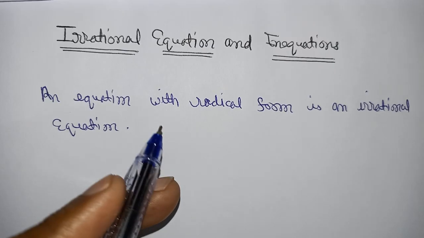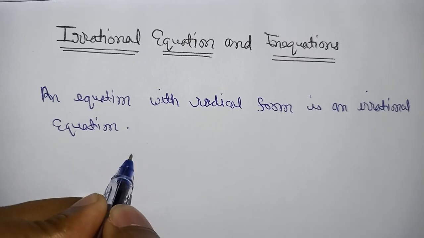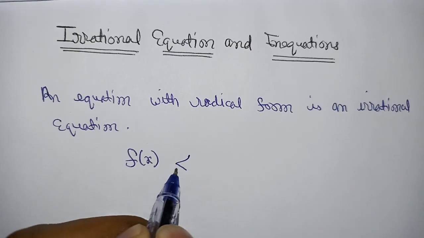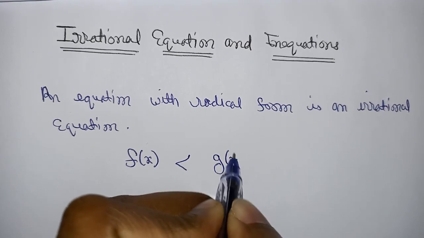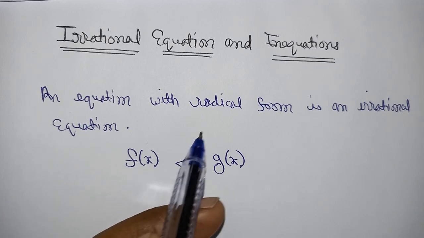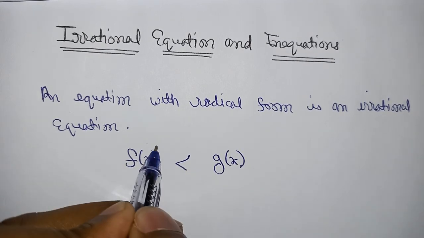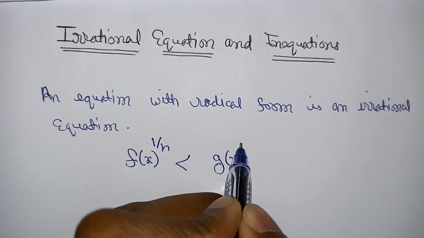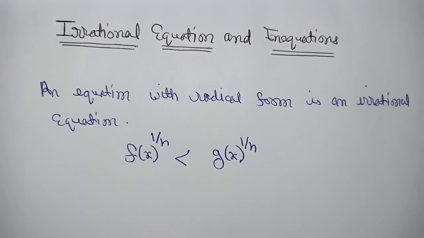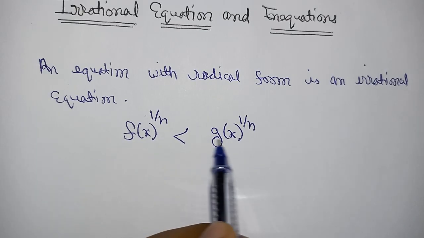And talking about inequation means you will have an equation in which sign is less than equal to or greater than equal to. So you can take a function f of x which can be less than g of x, and what we are saying, we are saying radical form. Suppose this value has power 1 by n and this value has power 1 by n, so this is a radical form. So we need to solve such type of inequations.